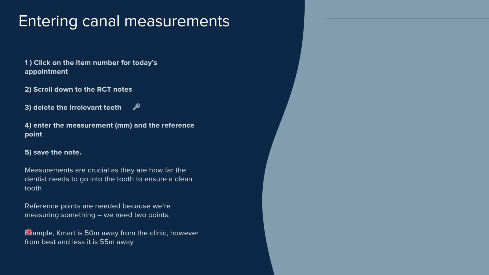So for example, Kmart from our Pacific Smiles is 50 meters away from the clinic. However, Kmart is 55 meters from Best and Less. So you need a reference point. Okay, so Best and Less is the shop next door.